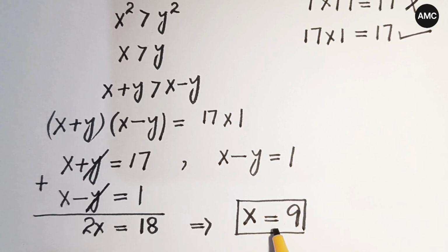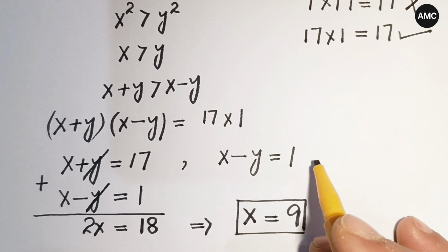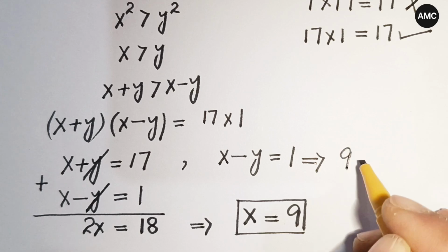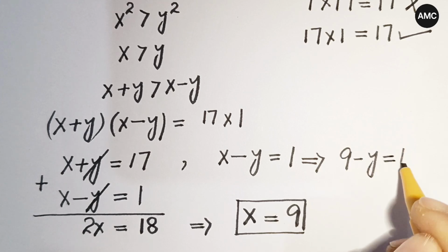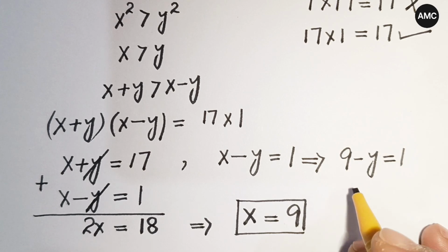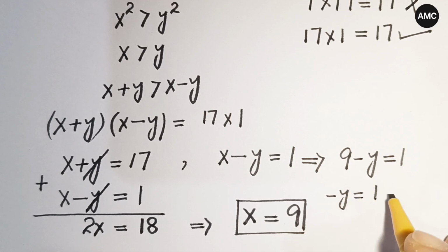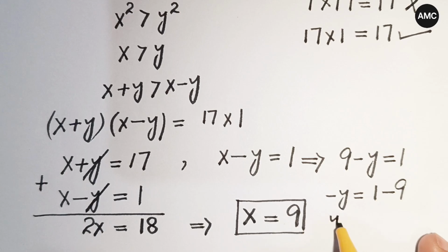Now if you put this value of x in the equation x plus y is equal to 17 or x minus y is equal to 1. So putting the value of x as 9, we get 9 minus y is equal to 1. So here we have minus y is equal to 1 minus 9, and minus y is equal to minus 8.